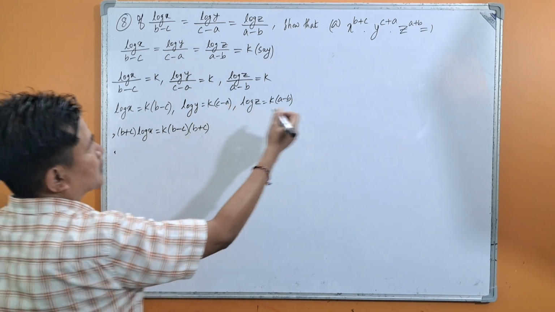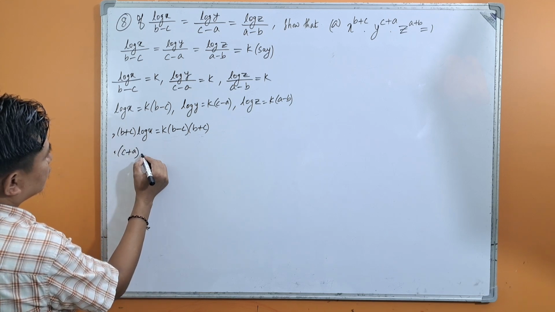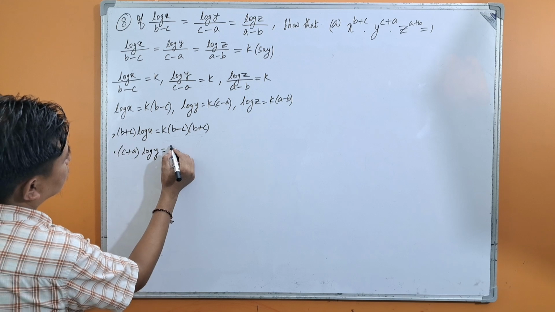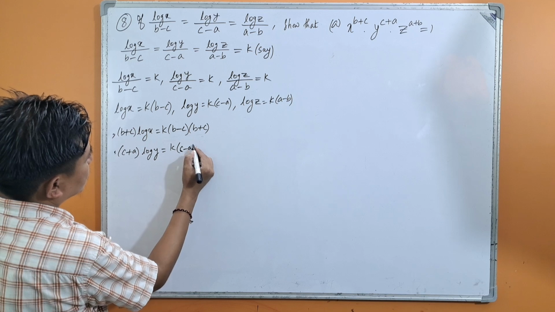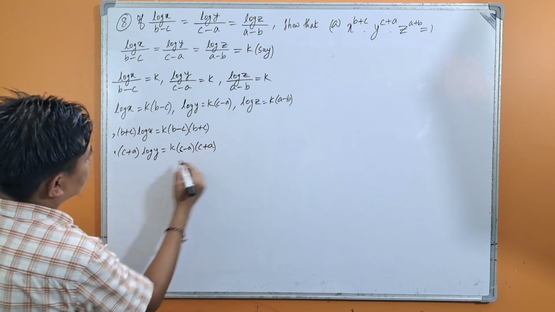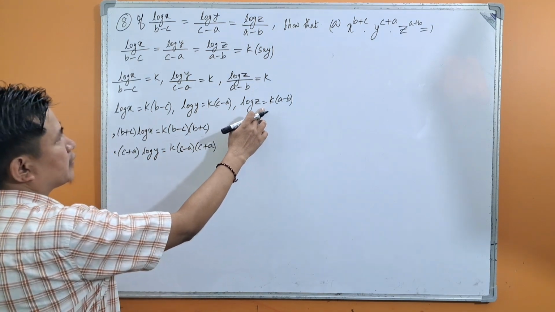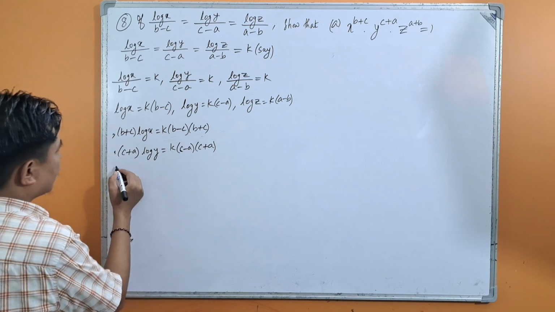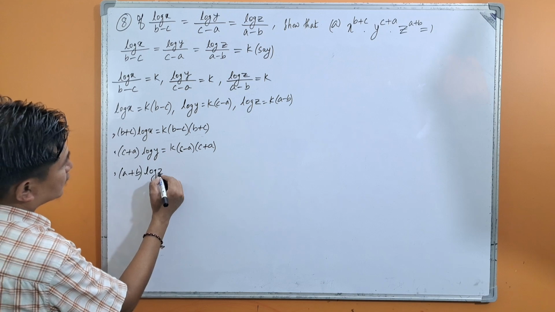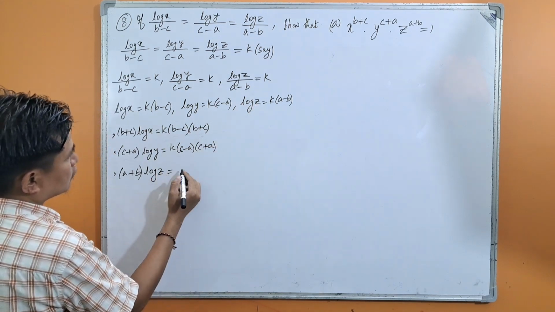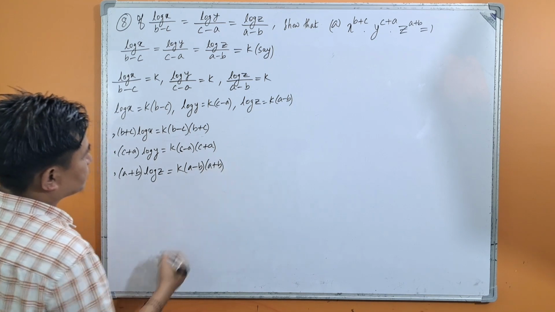Same thing we do in this equation. We multiply with c plus a because we have c plus a here. C plus a into log y equal to k into c minus a. We already have it, c minus a. Now we multiply with c plus a on both sides of this equation. Same thing we do here also. We multiply with a plus b because we have a plus b here. A plus b into log z equal to k into a minus b into a plus b, isn't it?